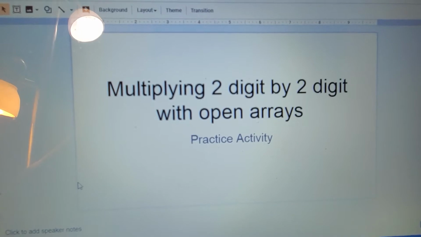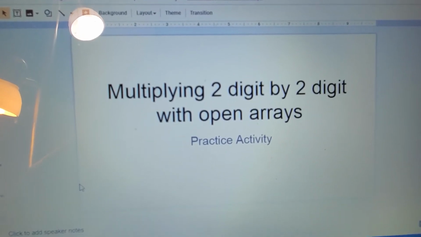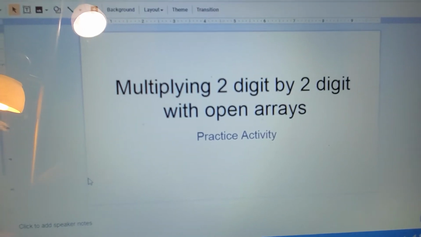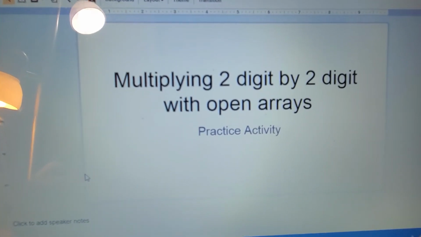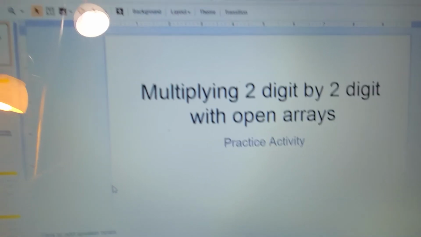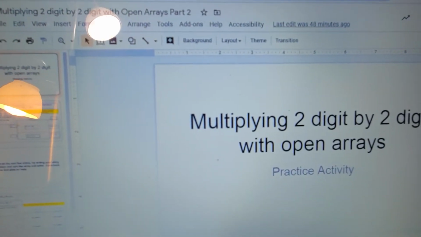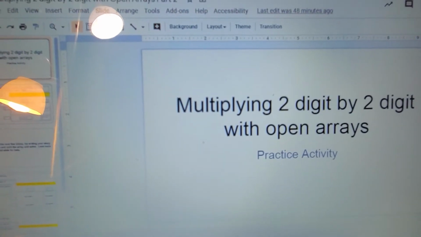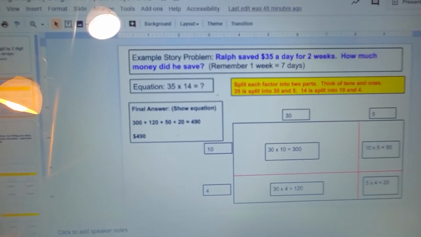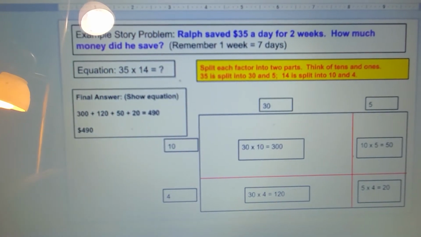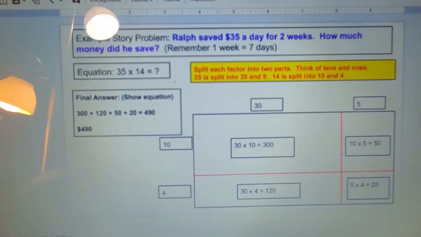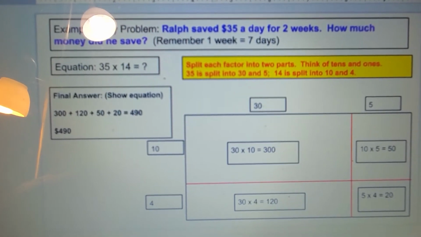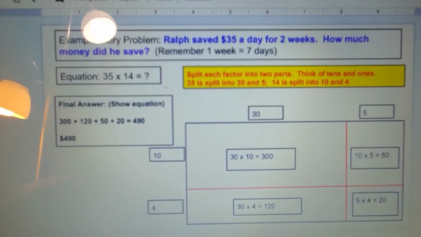Yesterday we did a video on splitting arrays and using place value to help us multiply. So this is a Google slide. It's called multiplying 2-digit by 2-digit with open arrays part 2. So what I've done is created a practice, like an example page. So let's look at that, and then we'll do one of the pages together, and then you can try the rest on your own. All right.